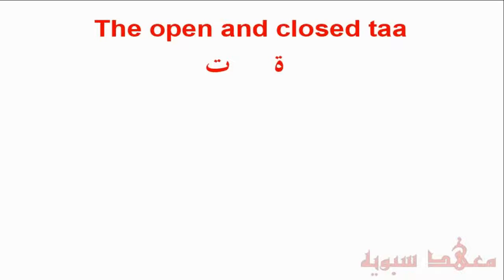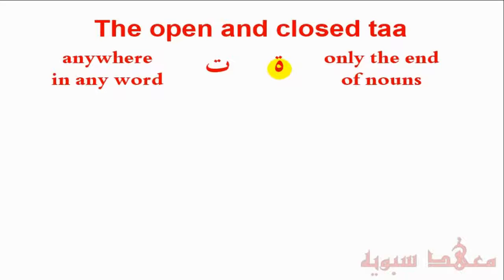So the open ta is used anywhere, meaning in any position of the word, and in any word. So either in the noun, or a verb, or a particle. So it's not restricted to any type of word in the Arabic language. While the ta marbota, the closed ta, only occurs at the end of a word, and only in nouns. So let's look at some examples of this, inshallah.